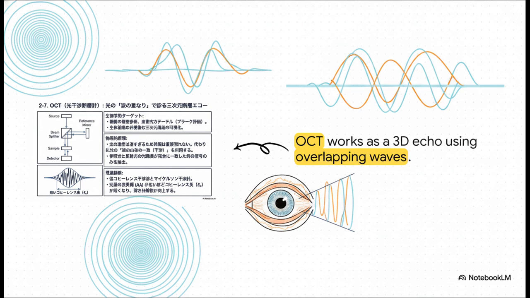It works exactly like sonar or an ultrasound. But because light is way too fast to measure its round-trip time directly, OCT measures the interference pattern when the reflected wave overlaps with a reference wave. This gives us stunningly precise micron-level cross-sections of things like the human retina.